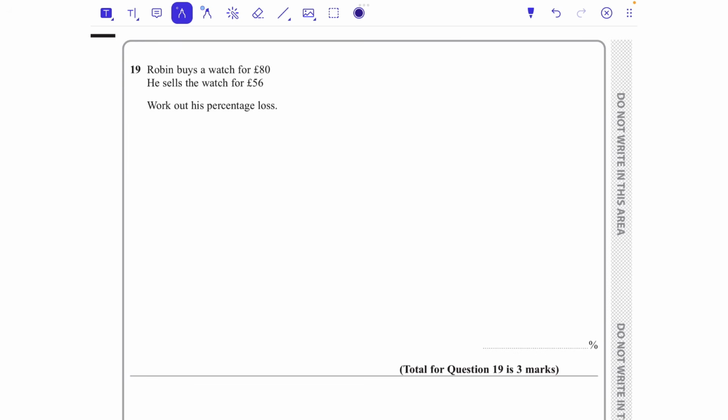Robin buys a watch for £80. He sells the watch for £56. Work out his percentage loss. So percentage change, whether it's profit, loss, or just percentage change, is the change over the original times by 100. So in this case, we need to do 80 take away 56 to work out how much it's changed.